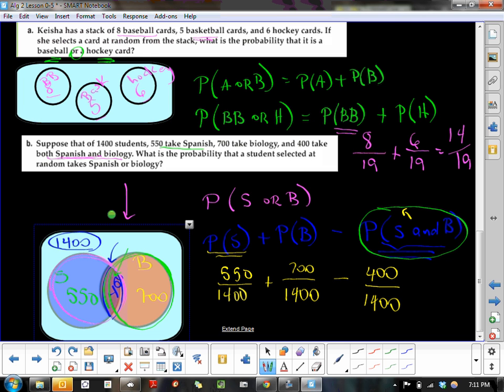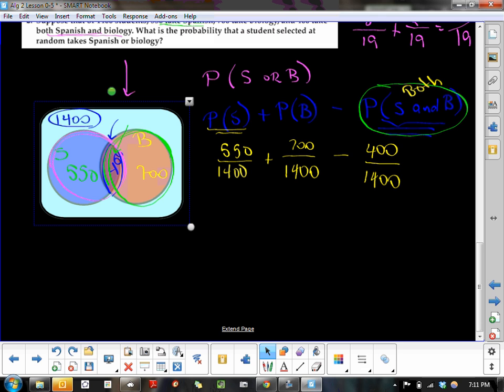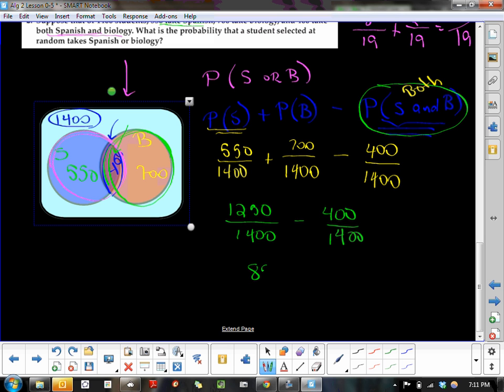A lot of times I'll use the word both on that. Are there any possibilities that they could be both in Spanish and biology? Yes, there are. In the previous example, could you have a card that is both baseball and basketball? No, you cannot. So if you use the word both, it helps you figure out the type of probability that you're up against. So we'll do the addition on these. This is 1,250 out of 1,400 minus our 400 out of 1,400. And then if we do our subtraction on those, that should be 850 out of 1,400.